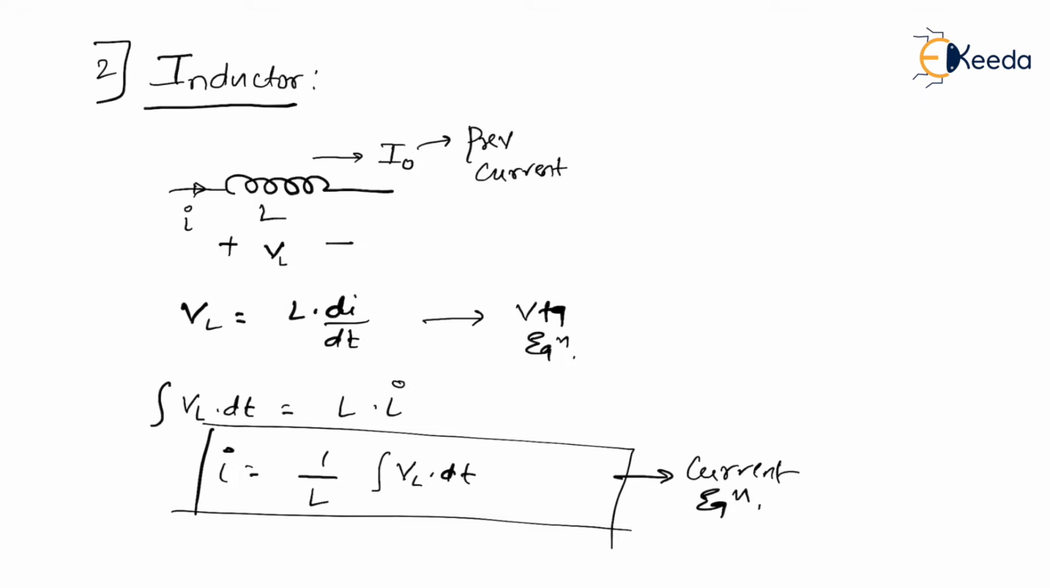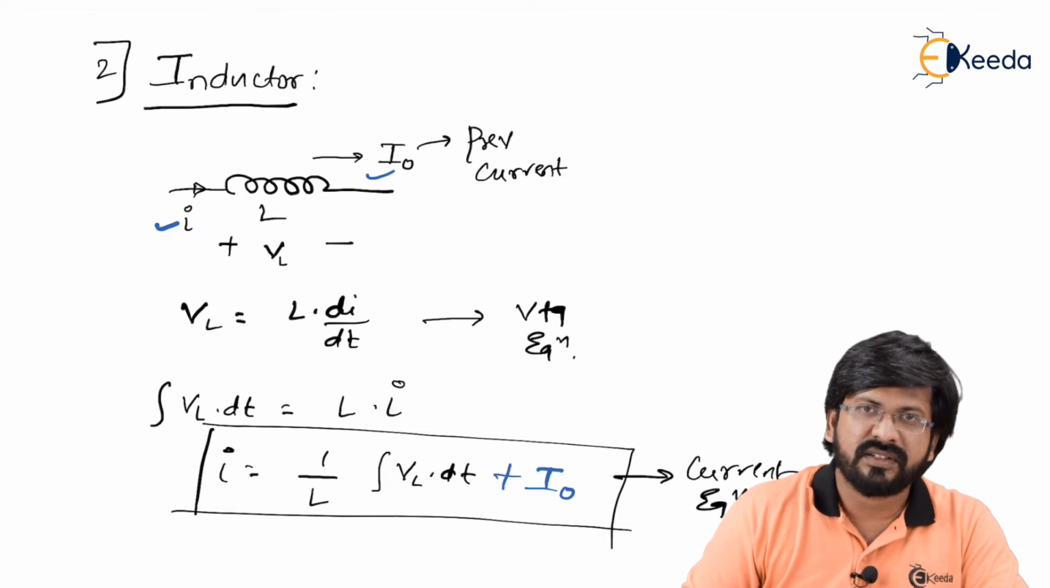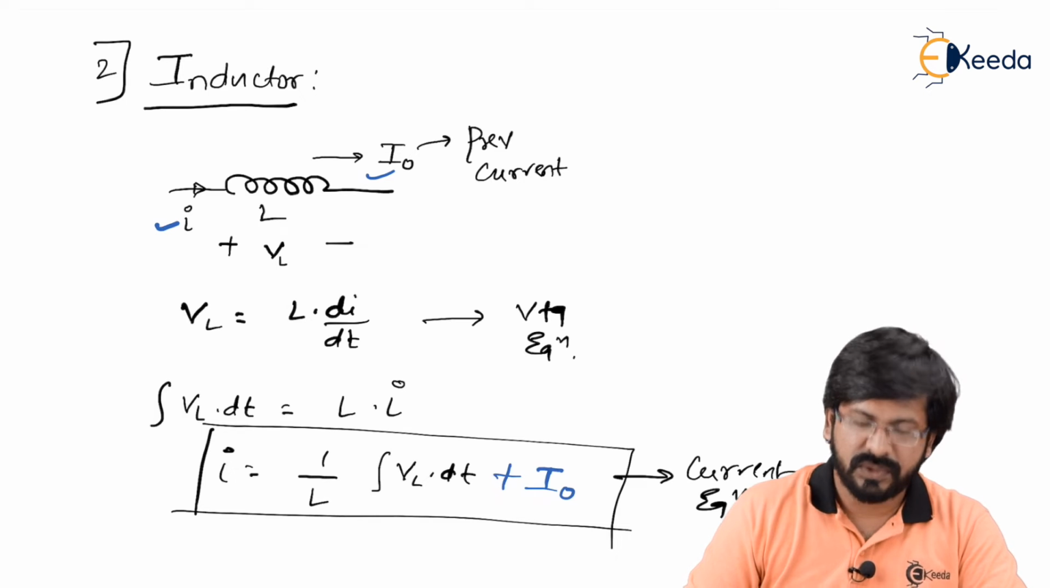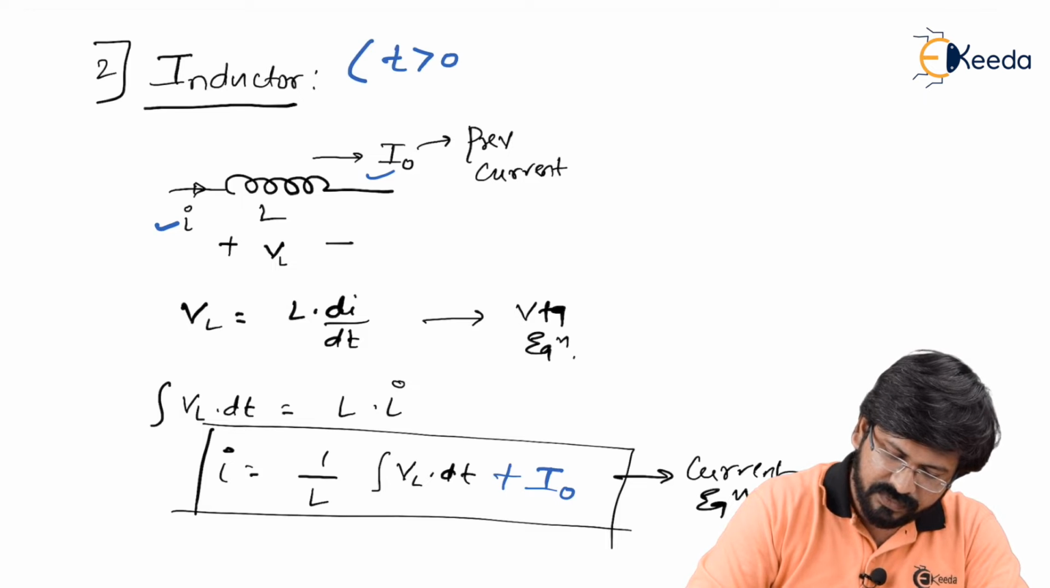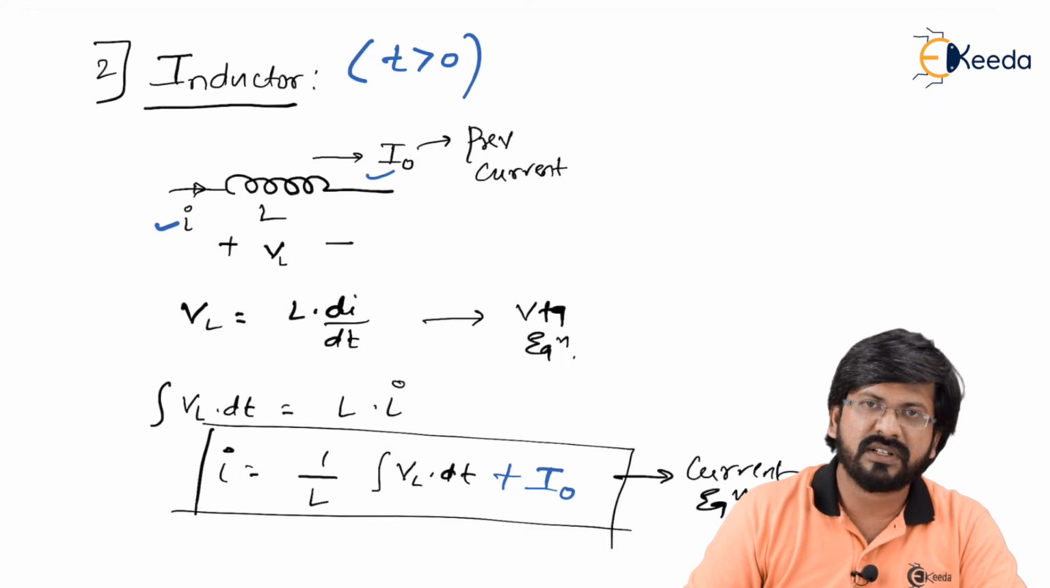In this current equation, you have to modify something, or rather add something, and that's nothing but I naught. From where has this I naught come? As you can see, this is I and this is I naught. Both of them are flowing in the same direction. It means you need to add them. So without fail, you have to add this I naught to the current equation. This is the behavior of the inductor for t greater than 0. It gives you two equations, the voltage equation and the current equation.